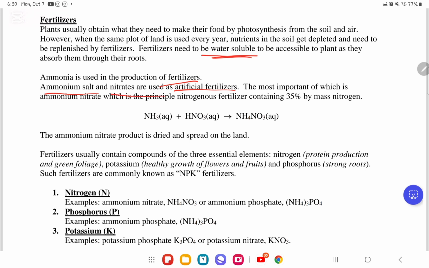The most important of which is ammonium nitrate, which is the principal nitrogenous fertilizer containing 35% by mass nitrogen. So this is our equation. We have ammonia aqueous plus our nitric acid, which is HNO3, will produce for us NH4NO3, which is our fertilizer. So the ammonium nitrate product is dried and spread on our land, this which we call ammonium nitrate. It's dried and then spread on the land.